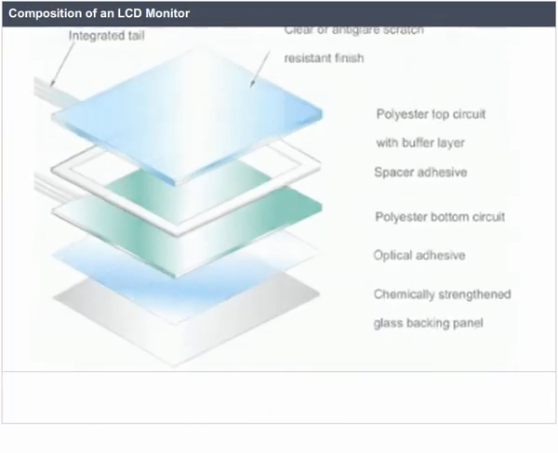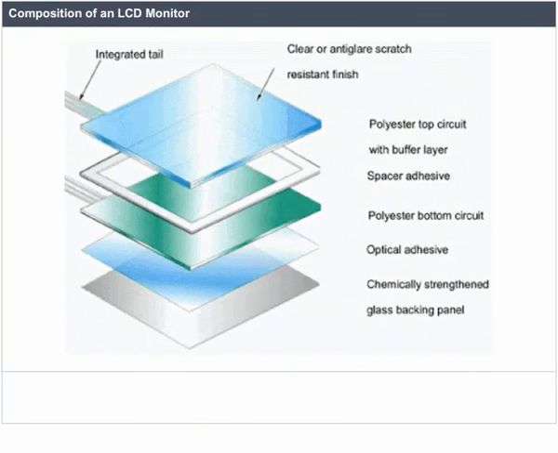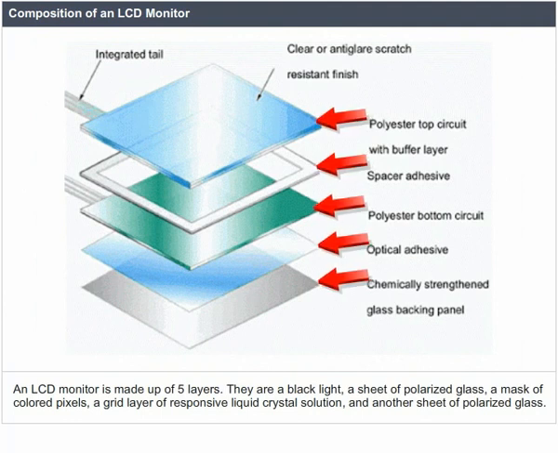Composition of an LCD monitor. An LCD monitor is made of 5 layers. They are a backlight, a sheet of polarized glass, a mask of colored pixels, a grid layer of responsive liquid crystal solution, and another sheet of polarized glass.